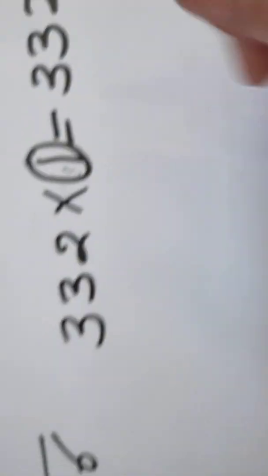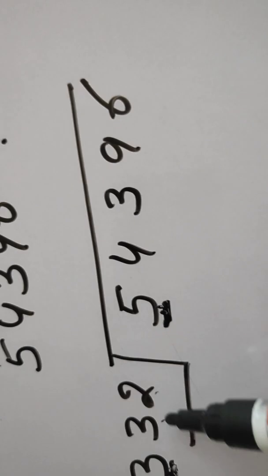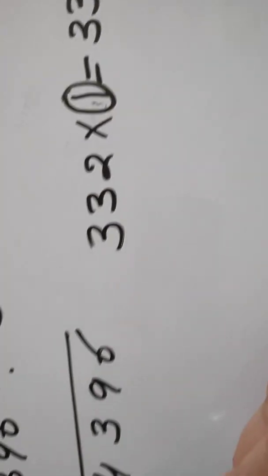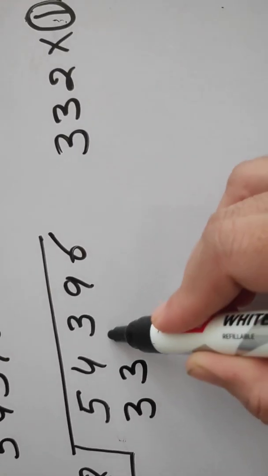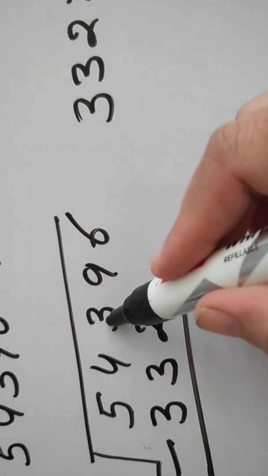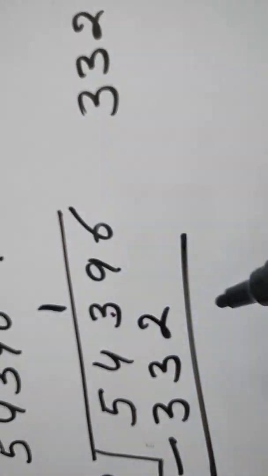This is your divisor, and in the divisor here there were 3 digits, so from the dividend also we have taken 3 digits. We write this product 332 under the number 332, and our quotient is 1, which we will write above the last digit here.